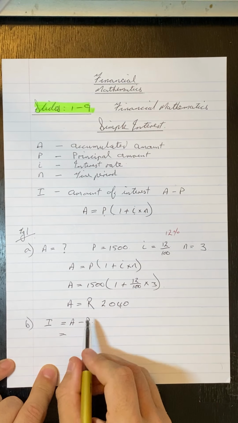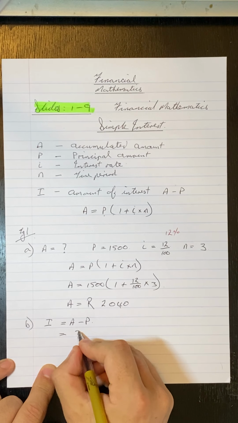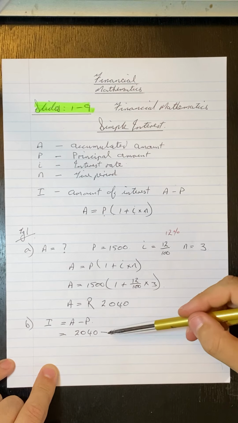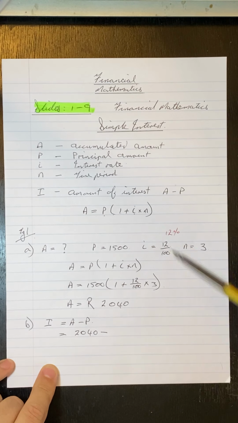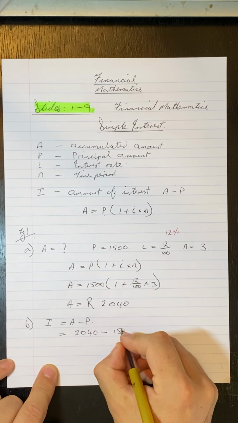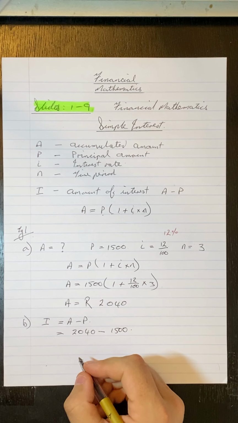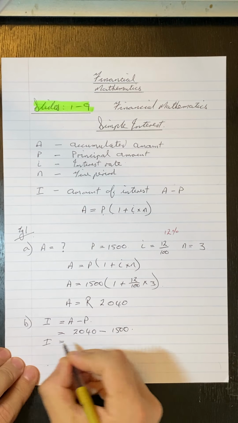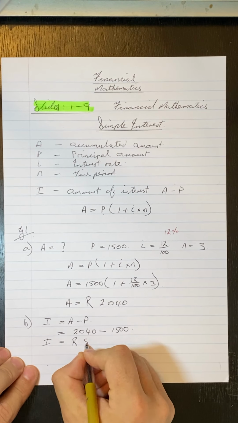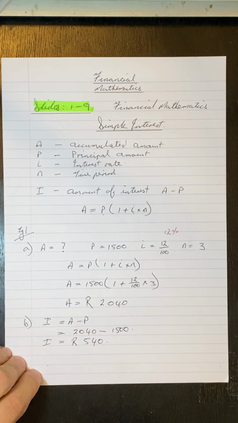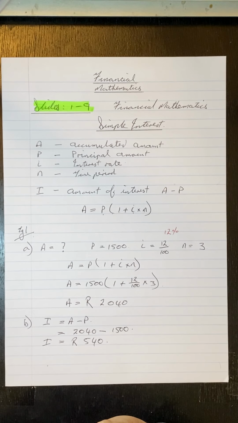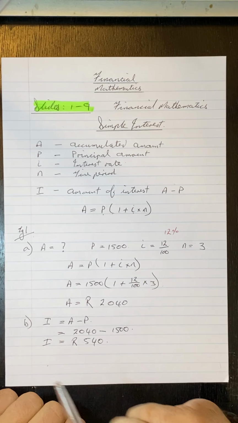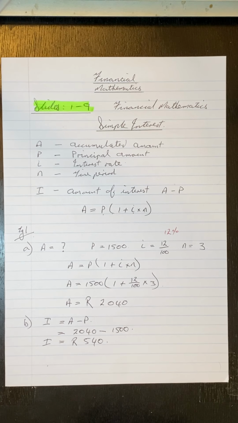So our accumulated amount for this was 2,040 minus the principal amount. How much did he borrow? 1,500. And we get an answer of 540 Rand. So Jamie's brother charged him 540 Rand for him to borrow 1,500 Rand.